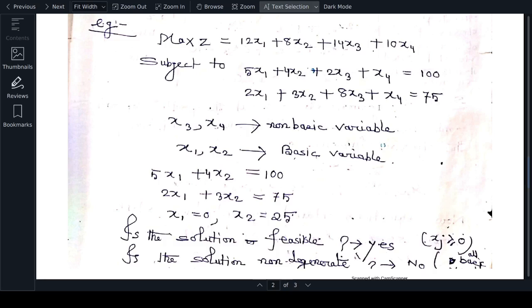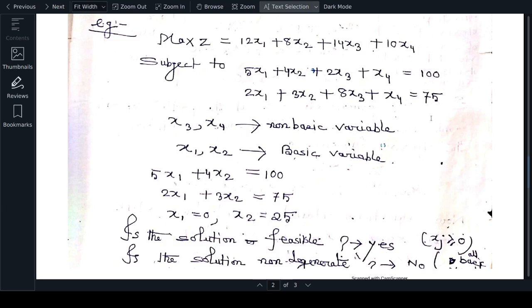Yes, sir. Can we take any of the variables as non-basic? You can take any two variables equal to 0. If you consider any two variables equal to 0, then the other variables are basic. Those variables, as per our wish, we consider 0, then this is non-basic. Clear? Yes, sir.